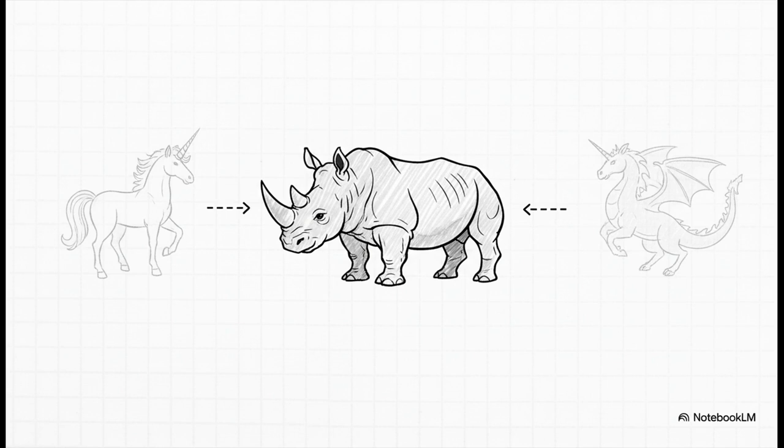It's the exact same with molecules. That resonance hybrid, the blended molecule, that's the real entity. The individual drawings we make are just like the unicorn and the dragon. They help us understand, but they don't actually exist on their own.